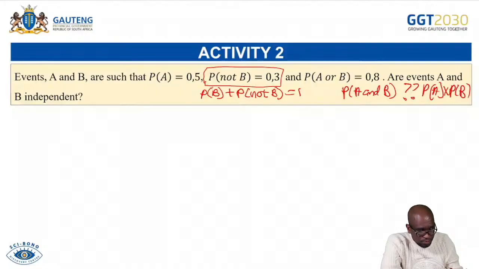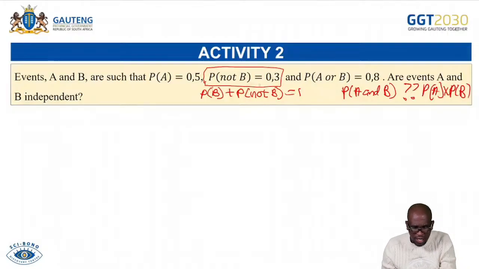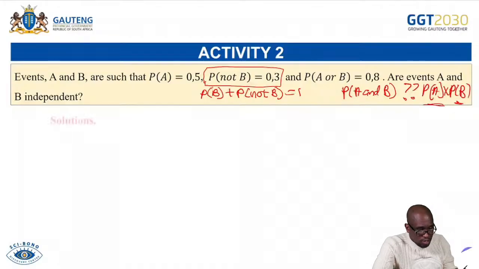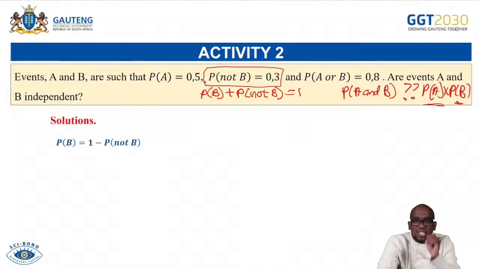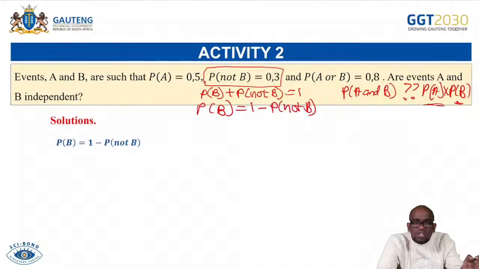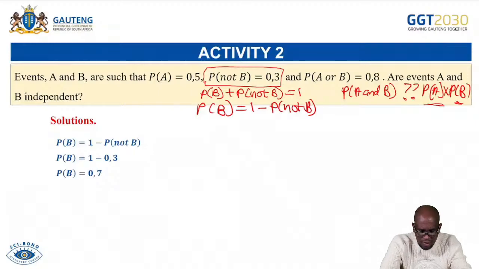Okay, but first things first, we must sort out this not B issue so that we have the probability of B. Because in the equations, for you to get P(A and B), we need P(A) and P(B), not P(not B). So that's not what we need. So let's look at the solution. We start by sorting that issue out. The probability of B now becomes 1 minus the probability of not B. So if you do that, you get that the probability of B is 0.7.